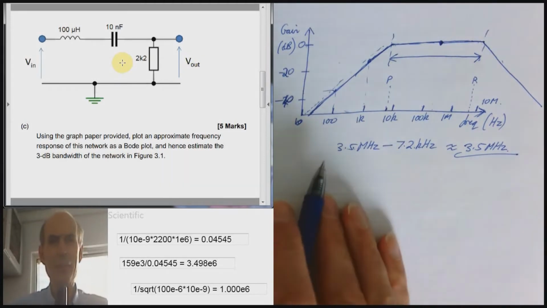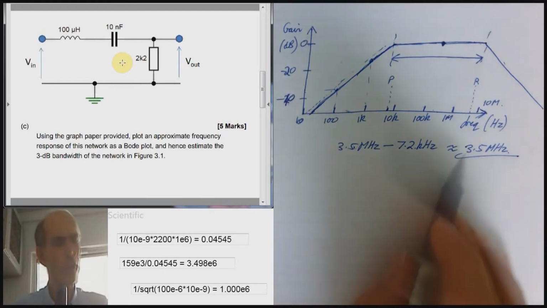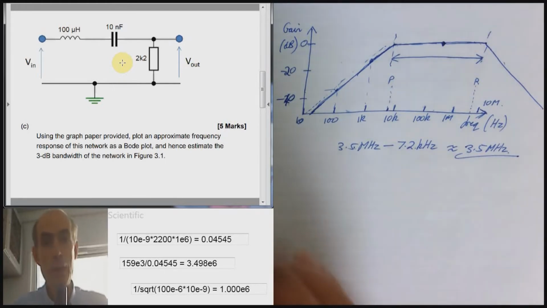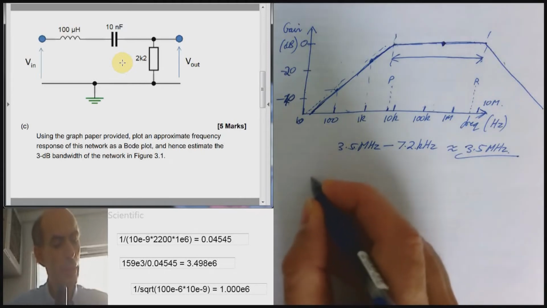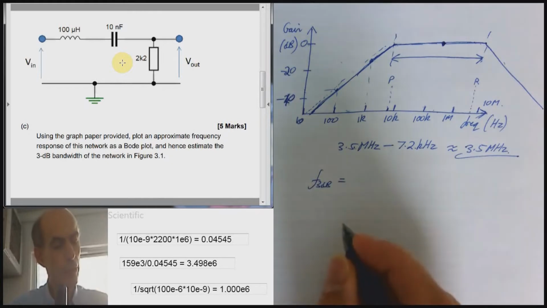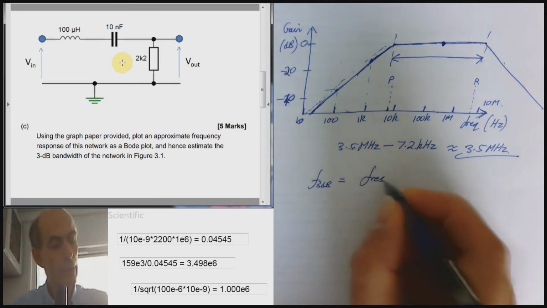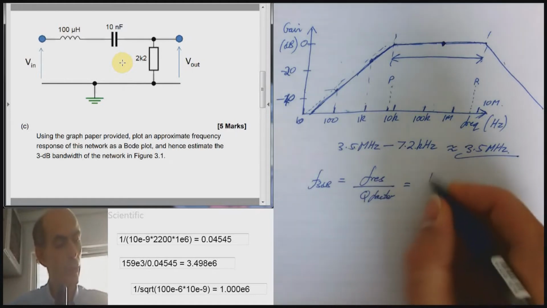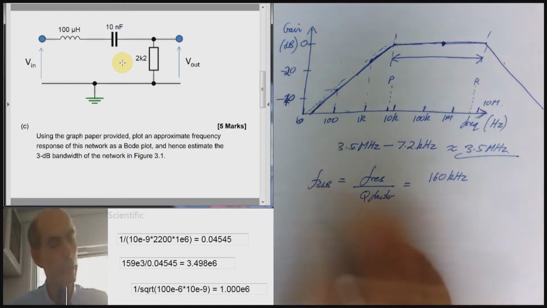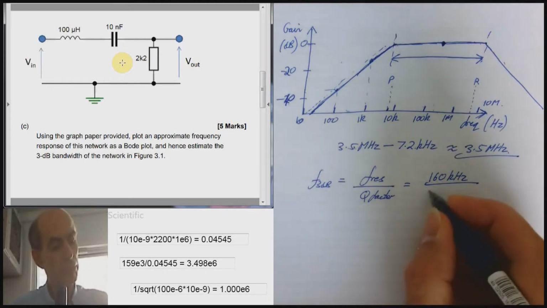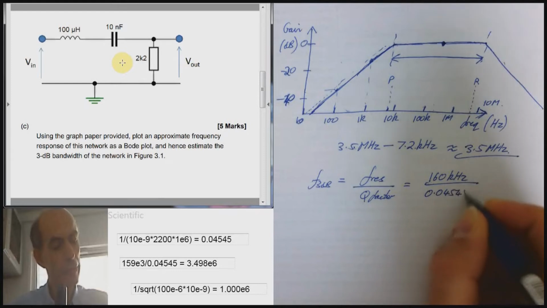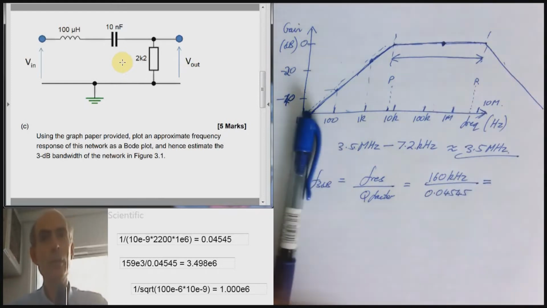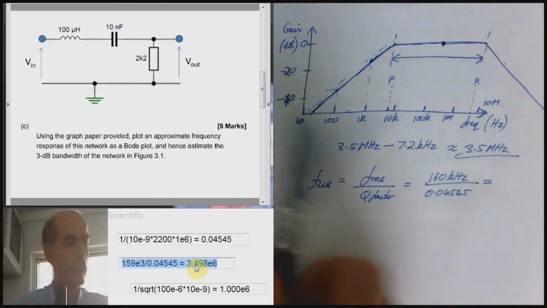We can quickly check that. It's always a good idea to check that the results that you're getting are sensible, and you might have remembered the formula that the 3 dB bandwidth of a bandpass filter like this is the resonant frequency divided by the Q factor. Here, our resonant frequency is 160 kilohertz or so. We calculated that before. The Q factor, 0.04545. That is equal to, well, we've actually already done that sum here. That's this one, around 3.5 megahertz.